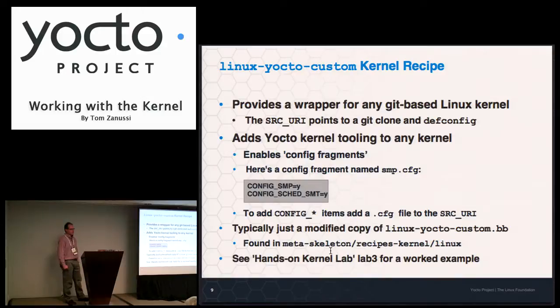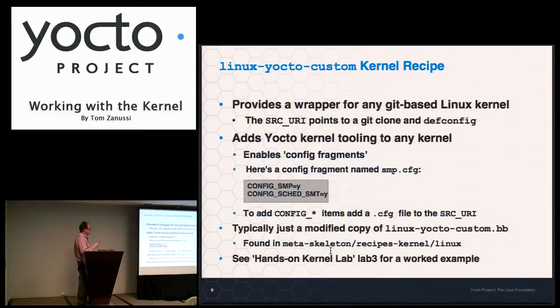The one thing it does give you on top of that is the ability to do things like config fragments. Here's an example of a config fragment. Here are two config options, and these are exactly the same options that you would stick directly into your .config, except in this case they're held in a separate file, smp.cfg. So that's our config fragment, and to add this on top of the defconfig or the configuration that we already have, you just simply add this to your source URI, similar to how you would do the same thing with a patch, except now it's just a config item instead.